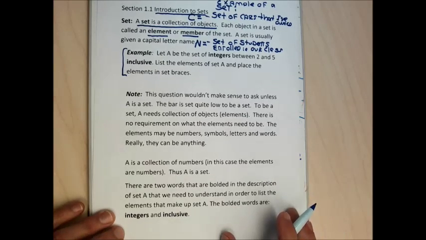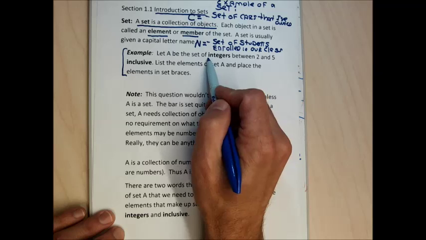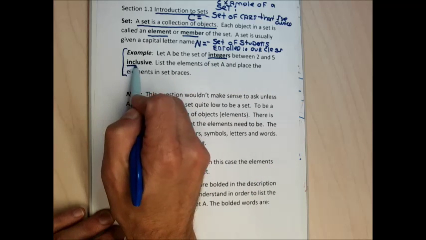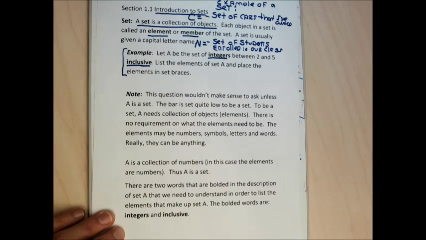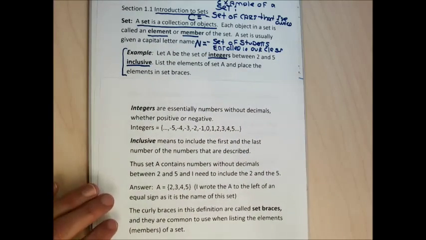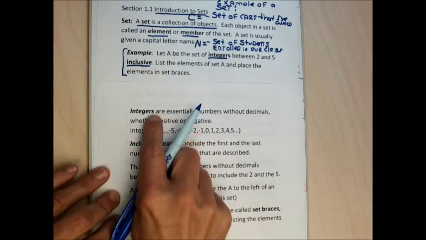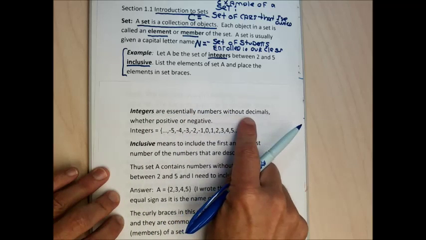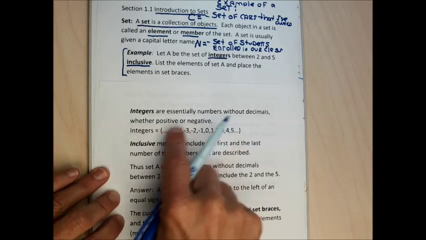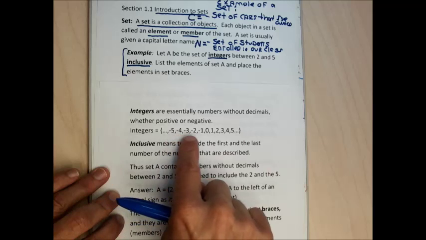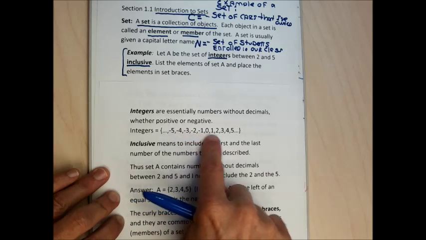If I read through my example, there are a couple words bolded in the description, the words integers and inclusive. In order to come up with an answer to list all the elements of set A and place them in set braces, I really need to know what those two words mean. Integers are essentially numbers without decimals, whether positive or negative. Integers are like -5, -4, -3, -2, -1, 0, 1, 2, 3, 4, 5.